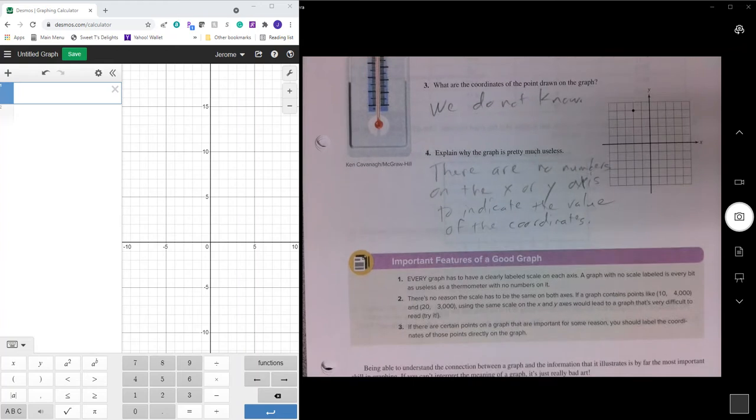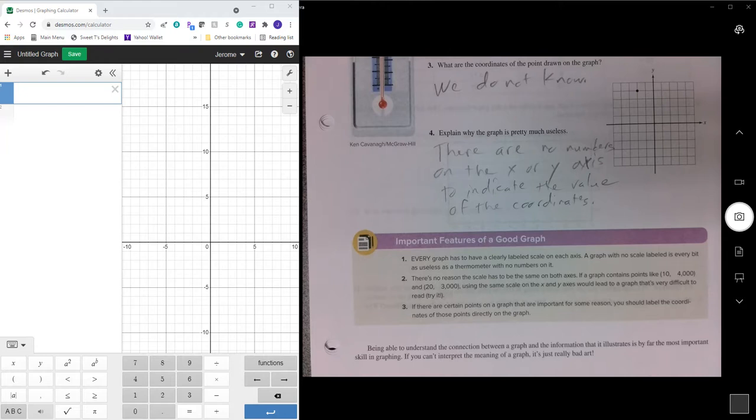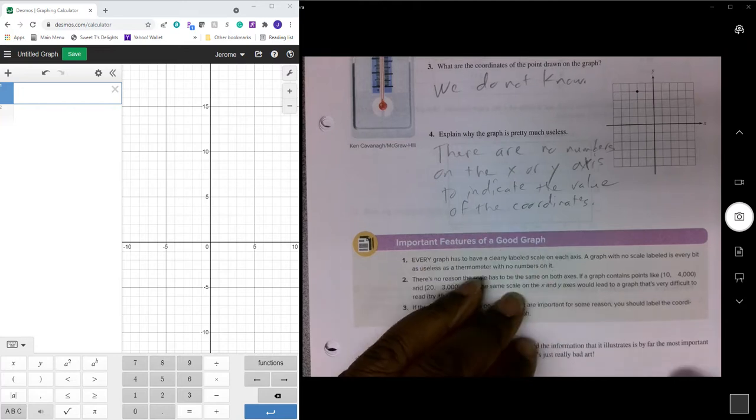If there are certain points on a graph that are important for some reason, you should label the coordinates of those points directly on the graph. Being able to understand the connection between a graph and the information that it illustrates is by far the most important skill in graphing. If you can't interpret the meaning of a graph, it's just really bad art, which is a very true statement.